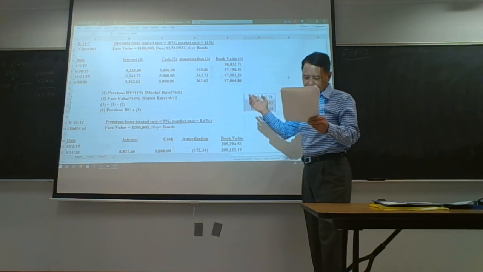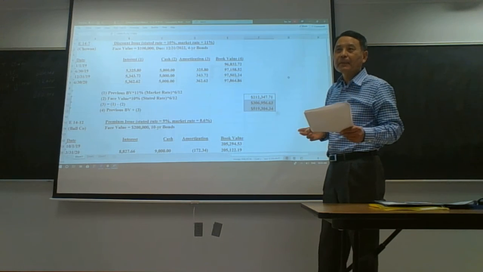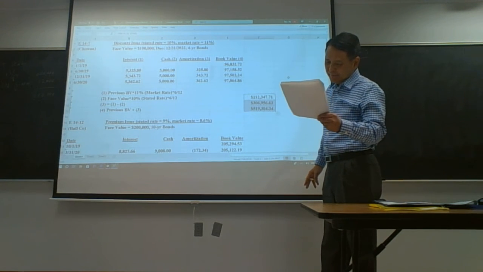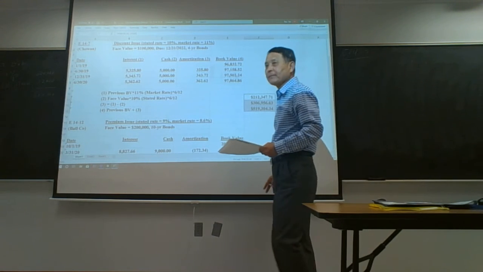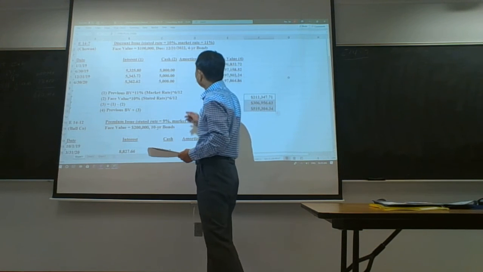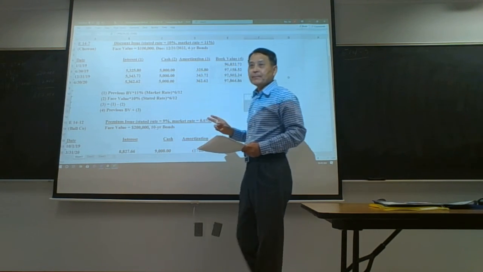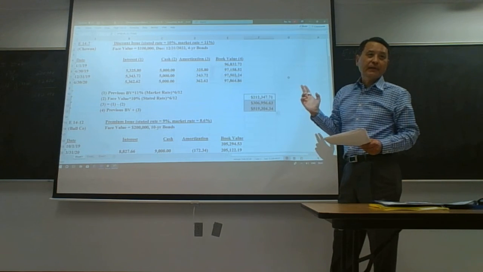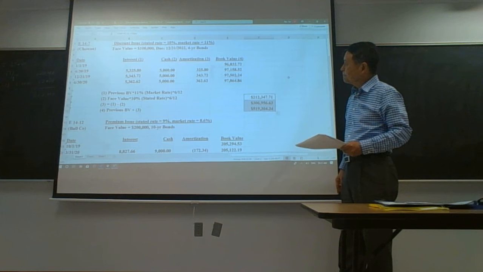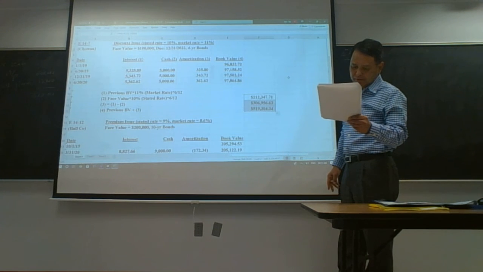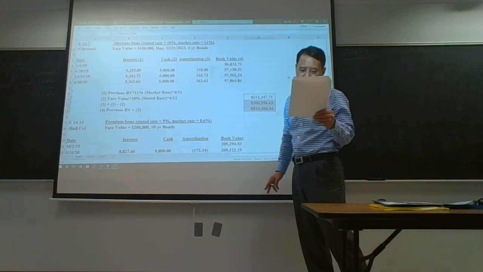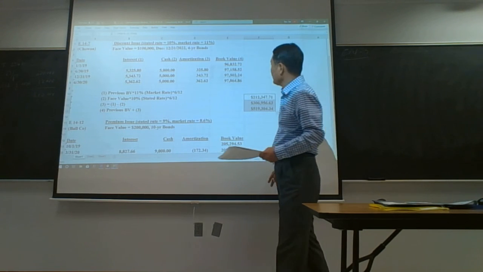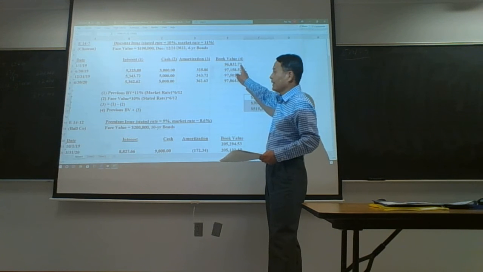Change it to 2022, a 4-year bond. And this bond will be issued to yield 11%. The yield or market rate is given: market rate is 11%. Yield rate, market rate, discount rate, same thing, 11%. And it pays interest semi-annually on June 30th and December 31st. The company uses the effective interest method.